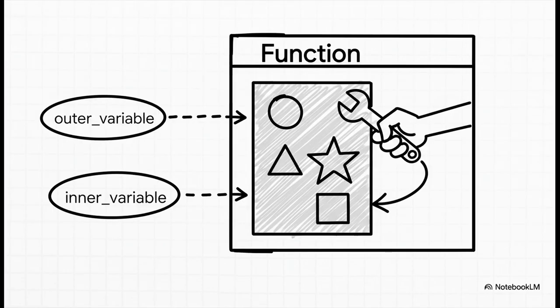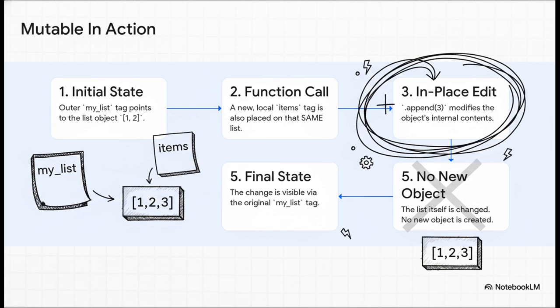So what about mutable objects, like a list? Well, because we can change these objects without creating new ones, the behavior looks a whole lot more like the traditional pass-by reference you might be used to. Now, this just illustrates the difference perfectly. We start with our sticky note, mylist, pointing to the list 1, 2. Inside the function, another sticky note, items, gets stuck to that exact same list.